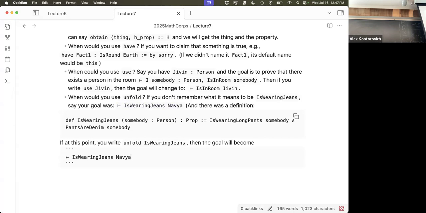Suppose you know that is wearing jeans of somebody who's a person is a true or false statement, and it contains two other true or false statements. One is that somebody is wearing long pants, and two, are the pants that person is wearing made out of denim? And then I say, what would happen after unfold is wearing jeans if your goal was is Nadia wearing jeans? What would that turn into? So take 30 seconds and write it down. Give me a thumbs up if you are pretty confident in your answer. Okay, a couple of thumbs up, a couple of thumbs down.